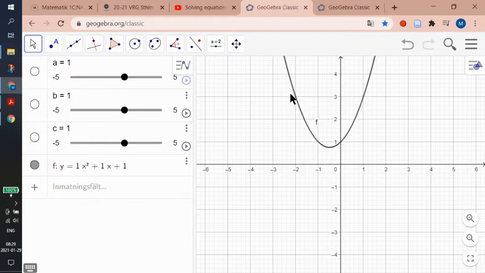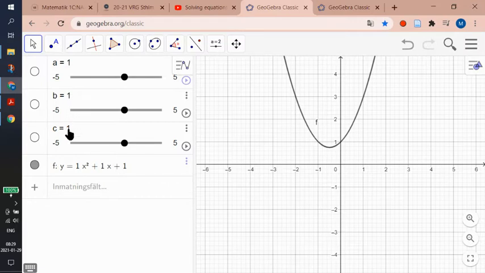Okay, so I have this set up with sliders. It's showing the graph here, y equals 1x squared plus 1x plus 1. Normally we would not write these ones. We would normally write x squared plus x plus 1. But here, these ones are the values of the sliders.